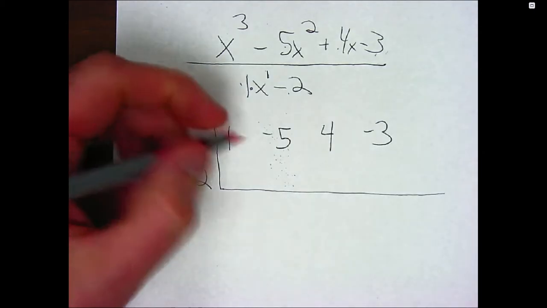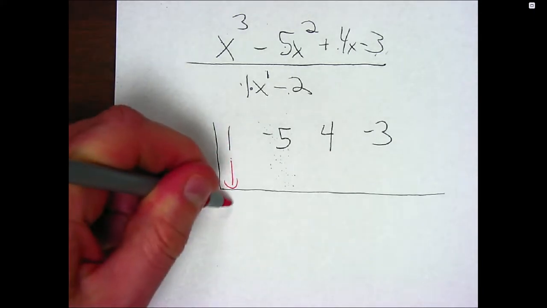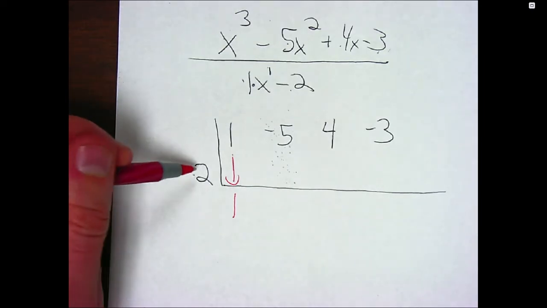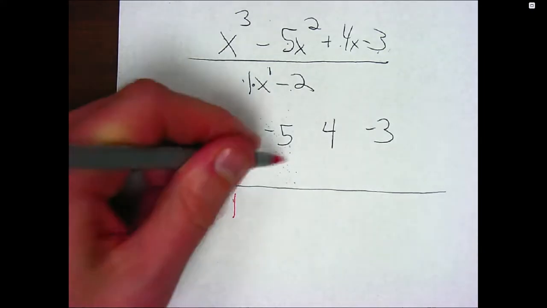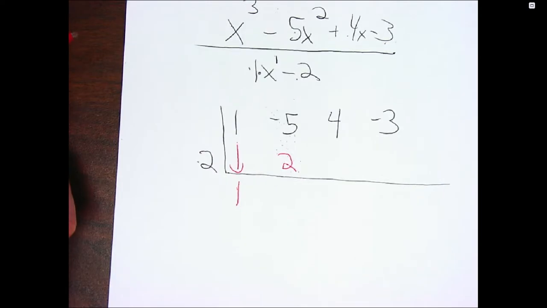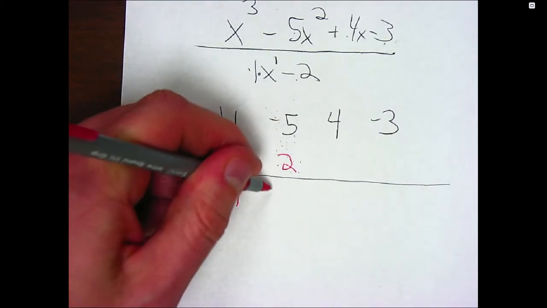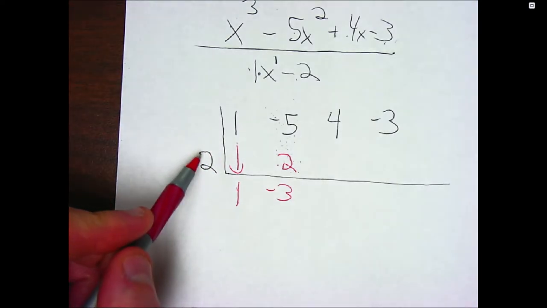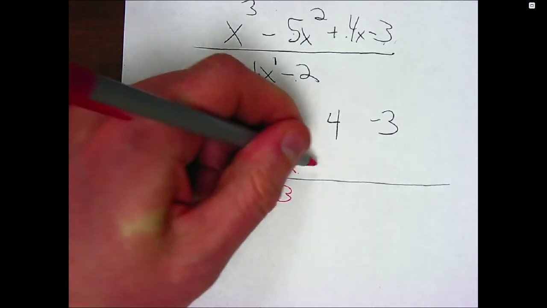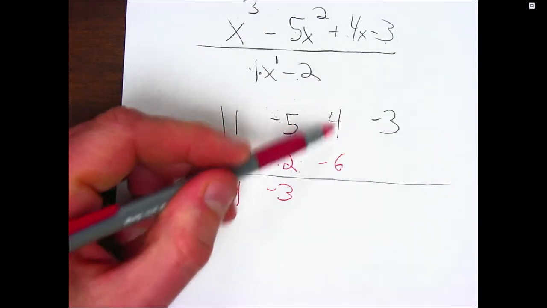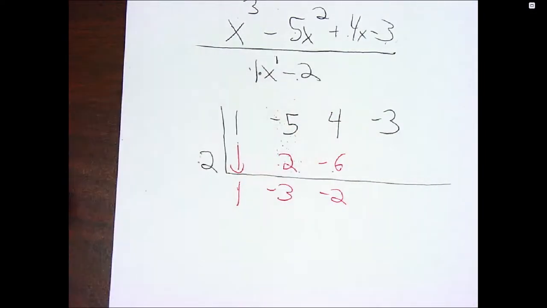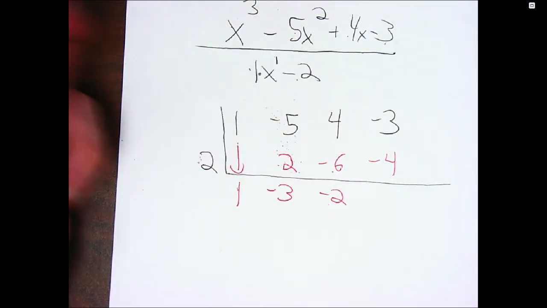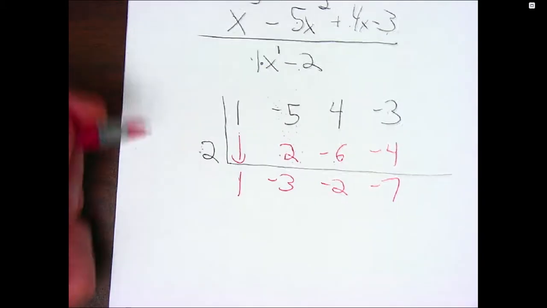For synthetic division, the first thing is just to bring the 1 down in front, and then it's a multiply and add process. So 2 times 1 is 2. That goes in this slot, and then you add. Negative 5 plus 2 is negative 3, and then you repeat. So multiply, 2 times negative 3 is negative 6. Add, negative 2. 2 times negative 2, negative 4, add, we get negative 7.